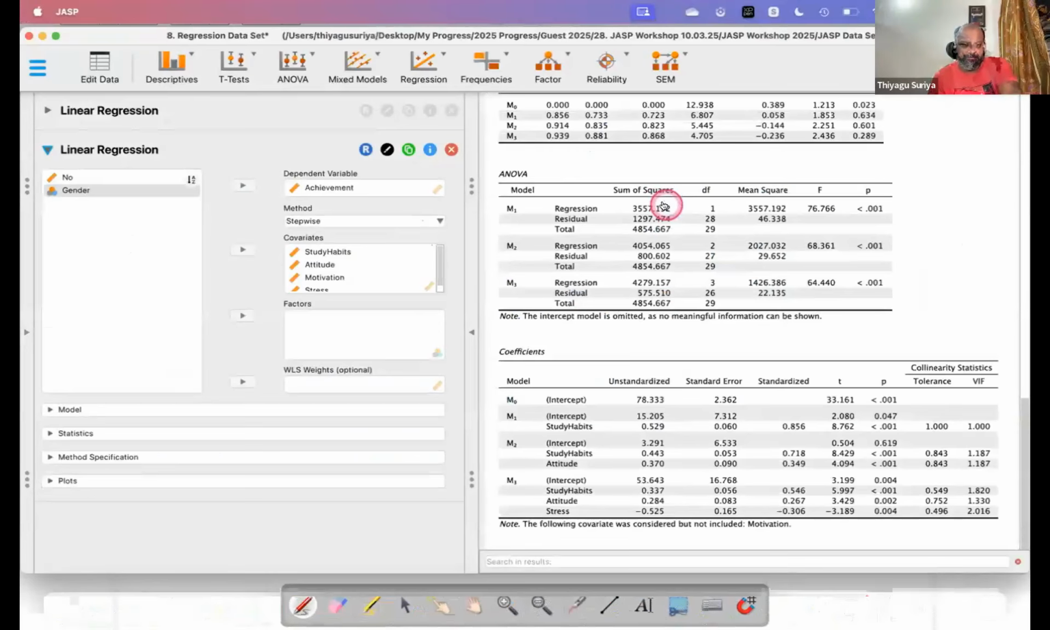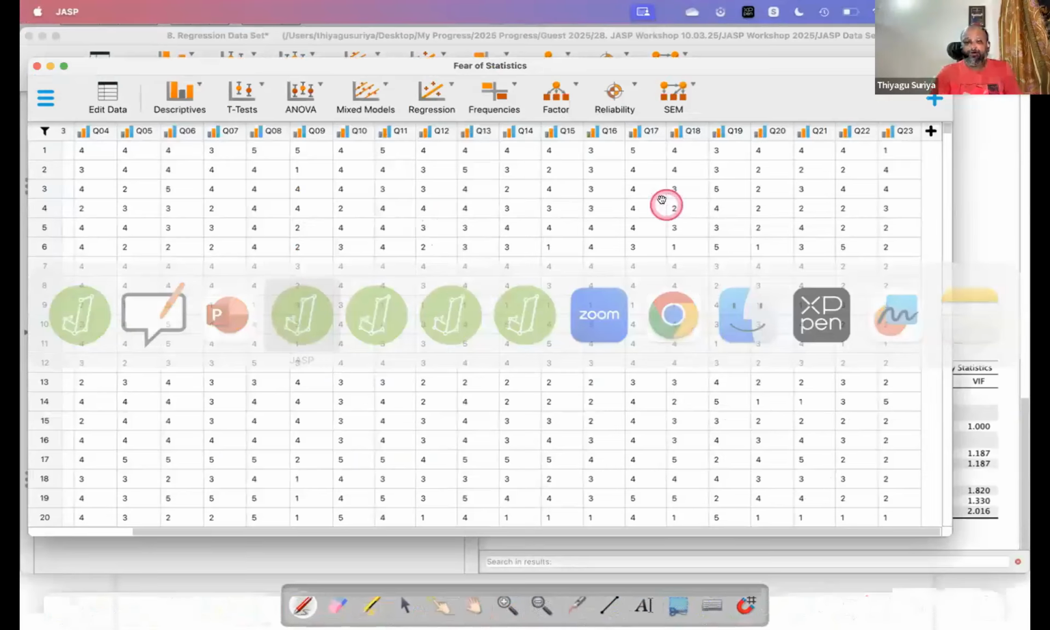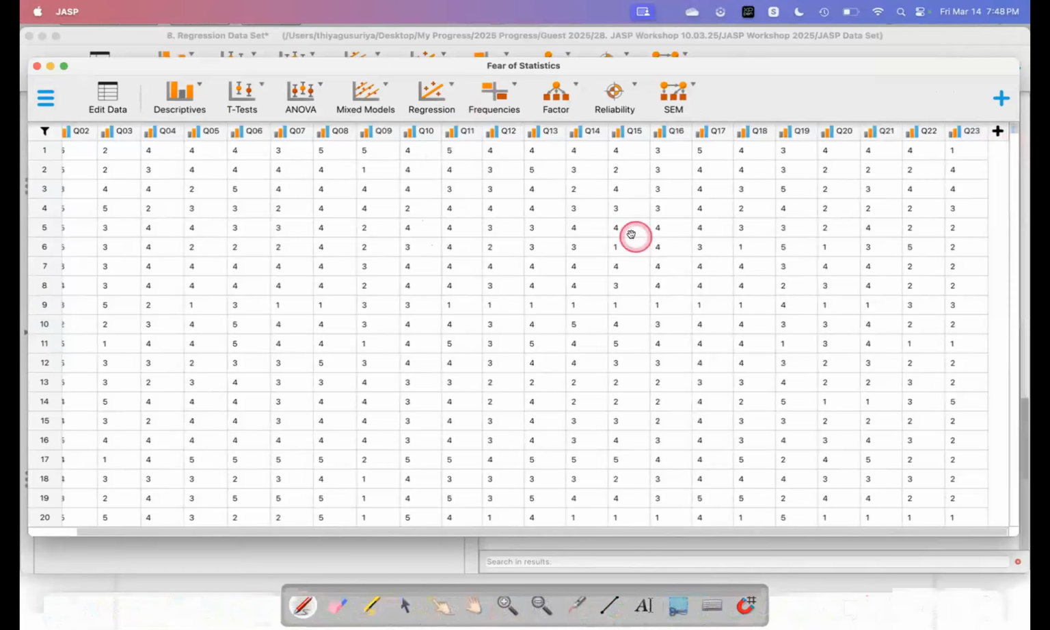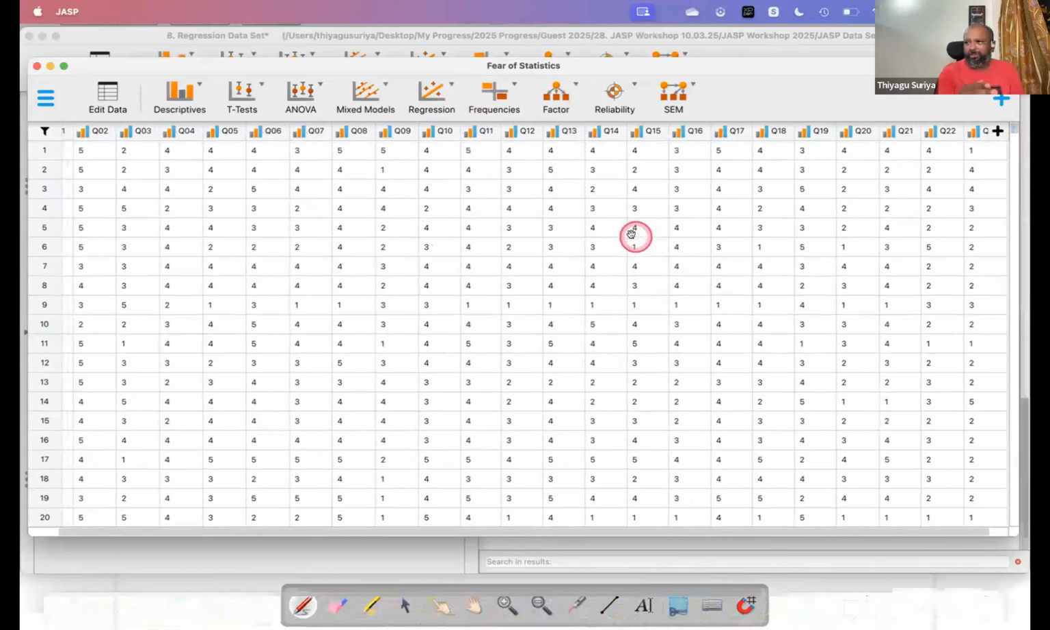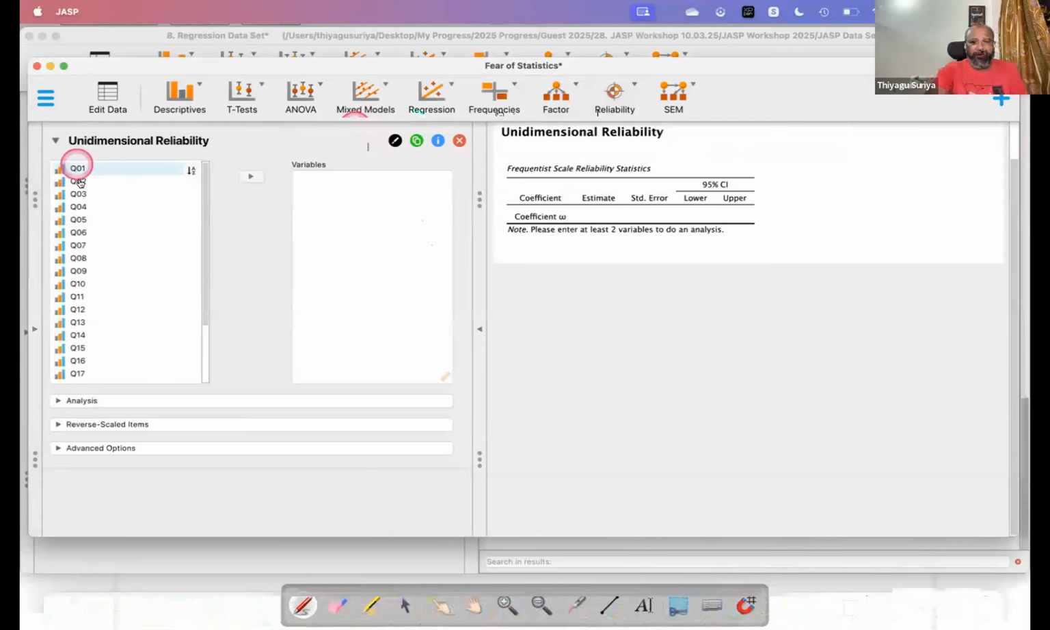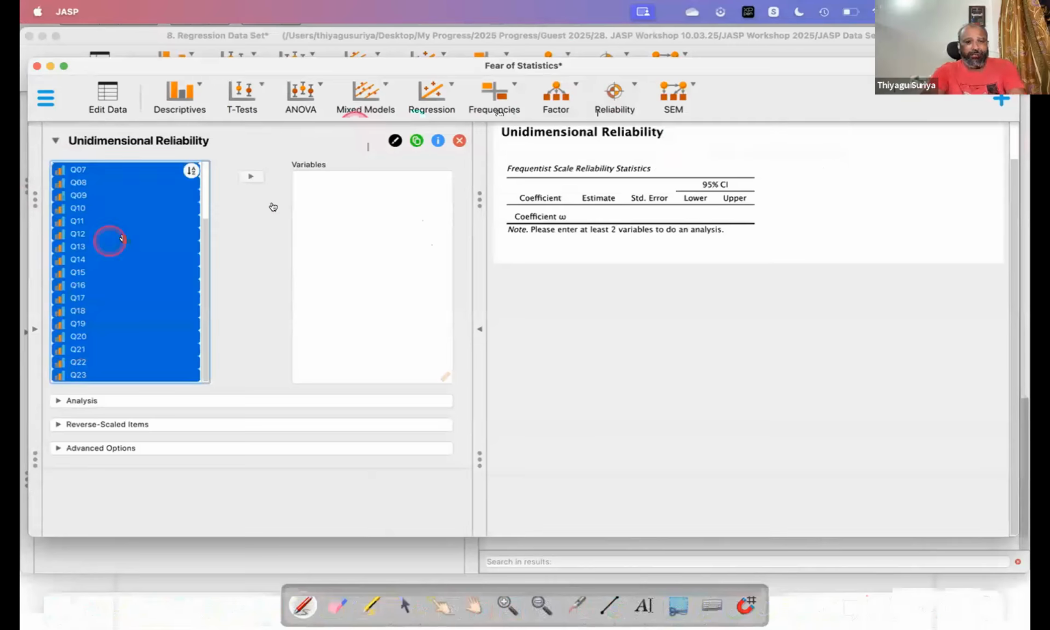So how many items do we have? 23 items, right? And these are scales. Some items may be negatively scored, for example. Some items are 1, 2, 3, 4, 5. Some items are 5, 4, 3. It's a reverse scale also. We need to handle this, and go to the reliability. Go with the unidimensional reliability. When you go to unidimensional, we have 23 items. Just select all 23 items.